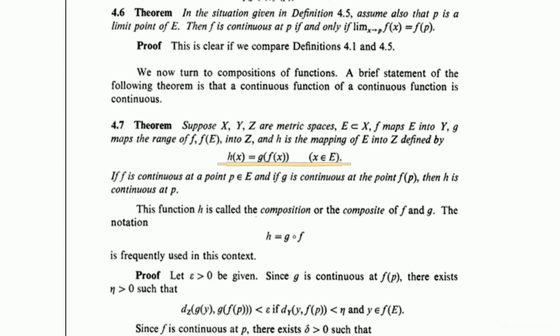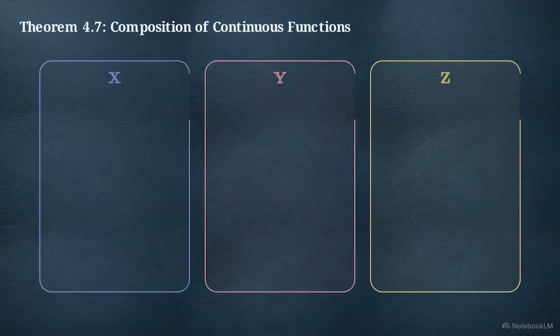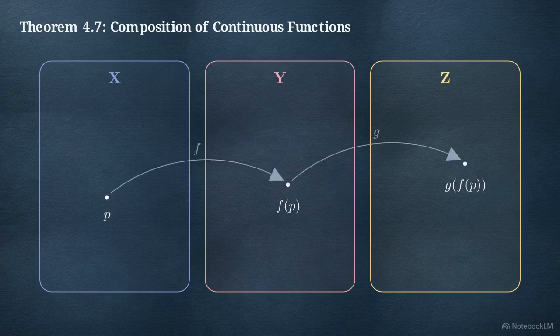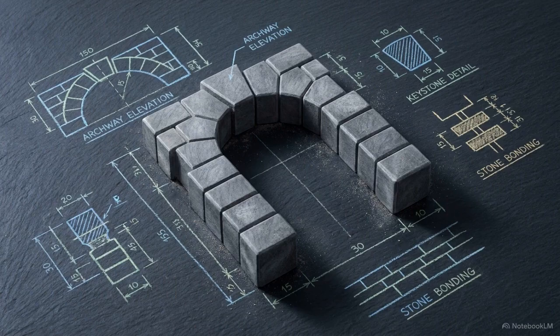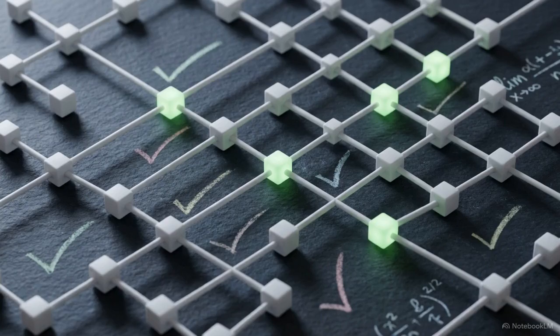We can also pass the output of one function directly into another. Theorem 4.7 governs this composition of continuous functions, written as h equals g of f. This creates a chain reaction across three metric spaces. A target tolerance in space C requires a specific boundary in space y. Because the first function is also continuous, that boundary in y immediately determines the necessary boundary back in space x. Complex continuous systems are reliably built by stacking simple continuous parts. We don't have to test an entire massive system from scratch if we know its individual components are continuous.